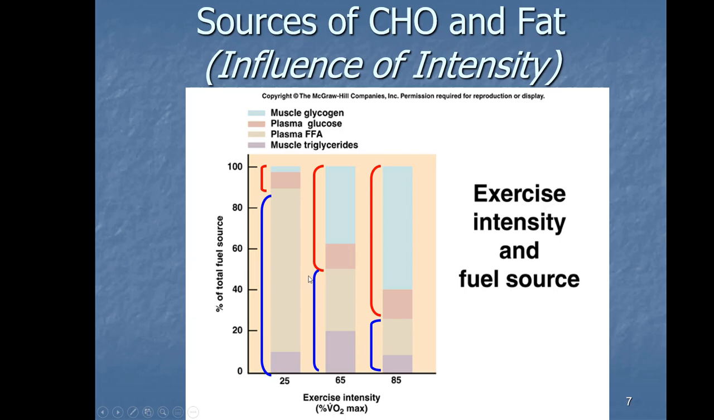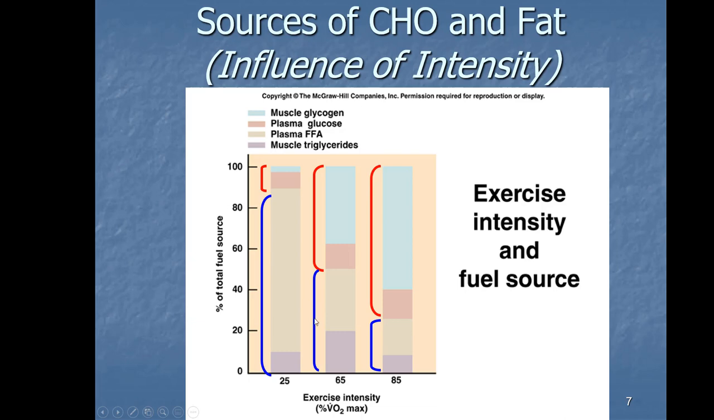Looking specifically at the sources of carbohydrate, you can see as intensity goes up, there's a clear reliance on more and more muscle glycogen. You see this little blue strip gets bigger and bigger. So key point: as exercise intensity goes up, you rely more and more on muscle glycogen as opposed to plasma glucose.